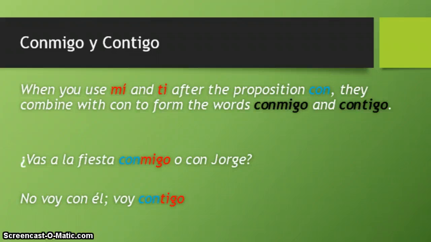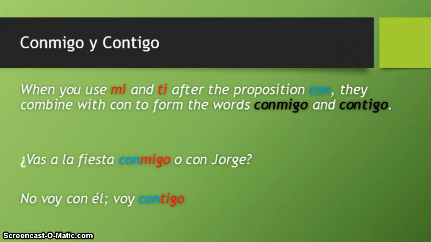Y finalmente, we have conmigo and contigo. With the preposition con, anytime I'm referring to the yo or the tú form, remember those ones change to mí and ti, we're going to combine these words and they're actually going to form their own word. So with con, if I want to say going with me, it's going to become the word conmigo. And for the tú form, if I'm saying, yeah, I'll go with you, I would say contigo. So it actually becomes its own word.